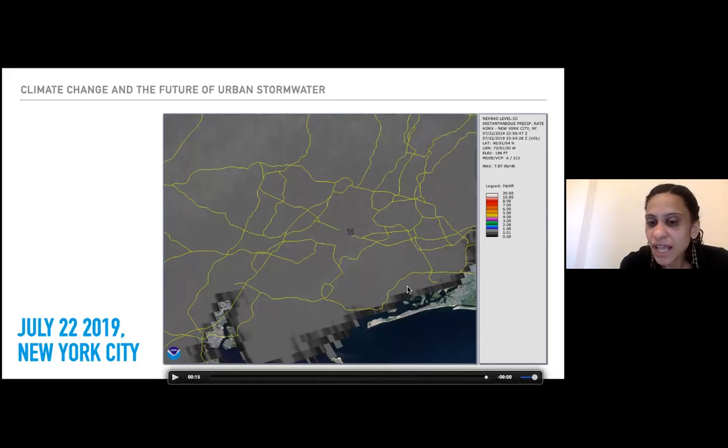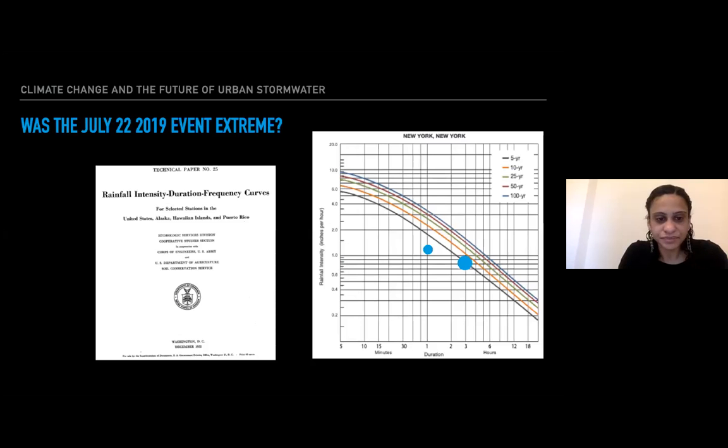It's really challenging to figure out how we can design our infrastructure to manage these types of events in some sort of cost-effective manner. Just to provide some context for this case study event, think about the intensity-duration curves provided by TP25. This is the historic weather-based guidance that New York City still uses to design its infrastructure.